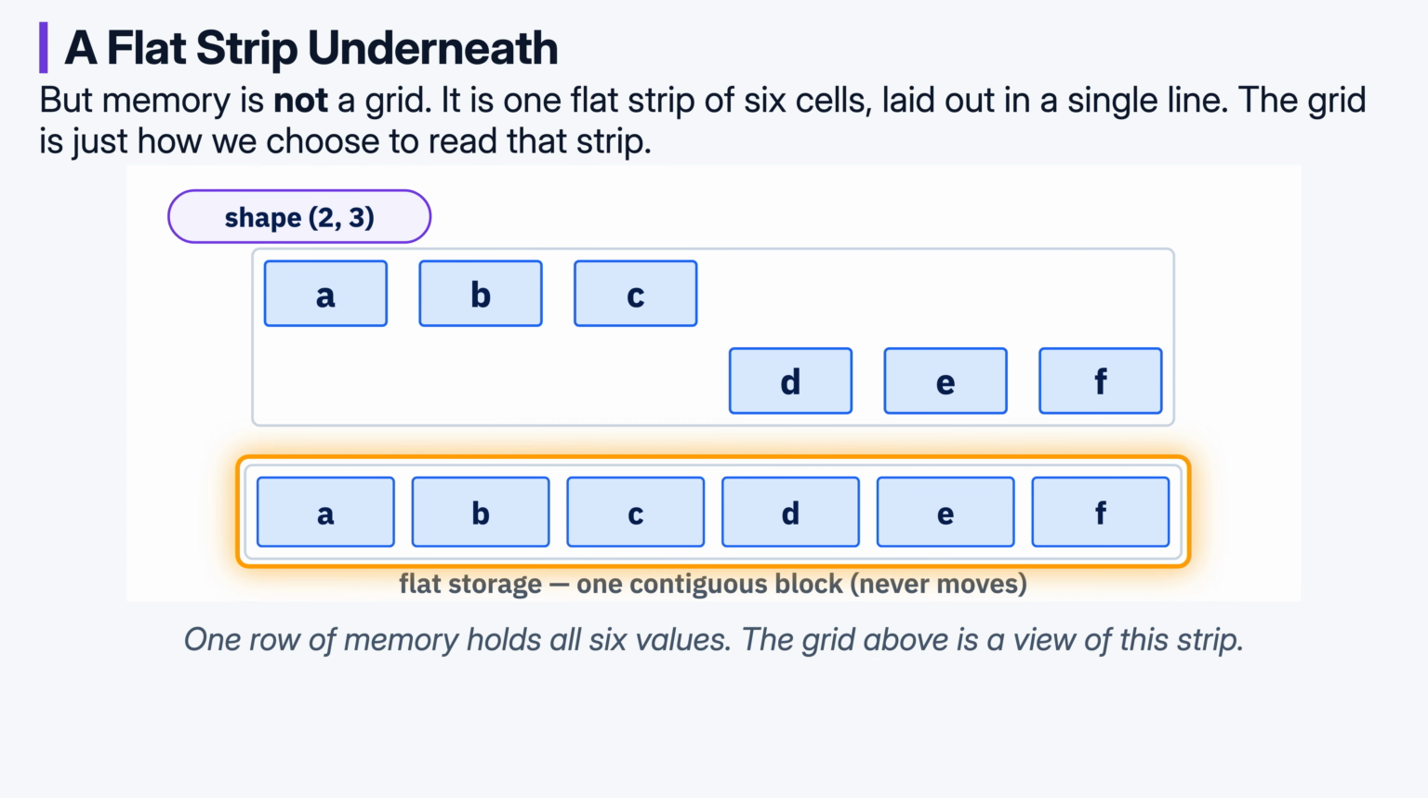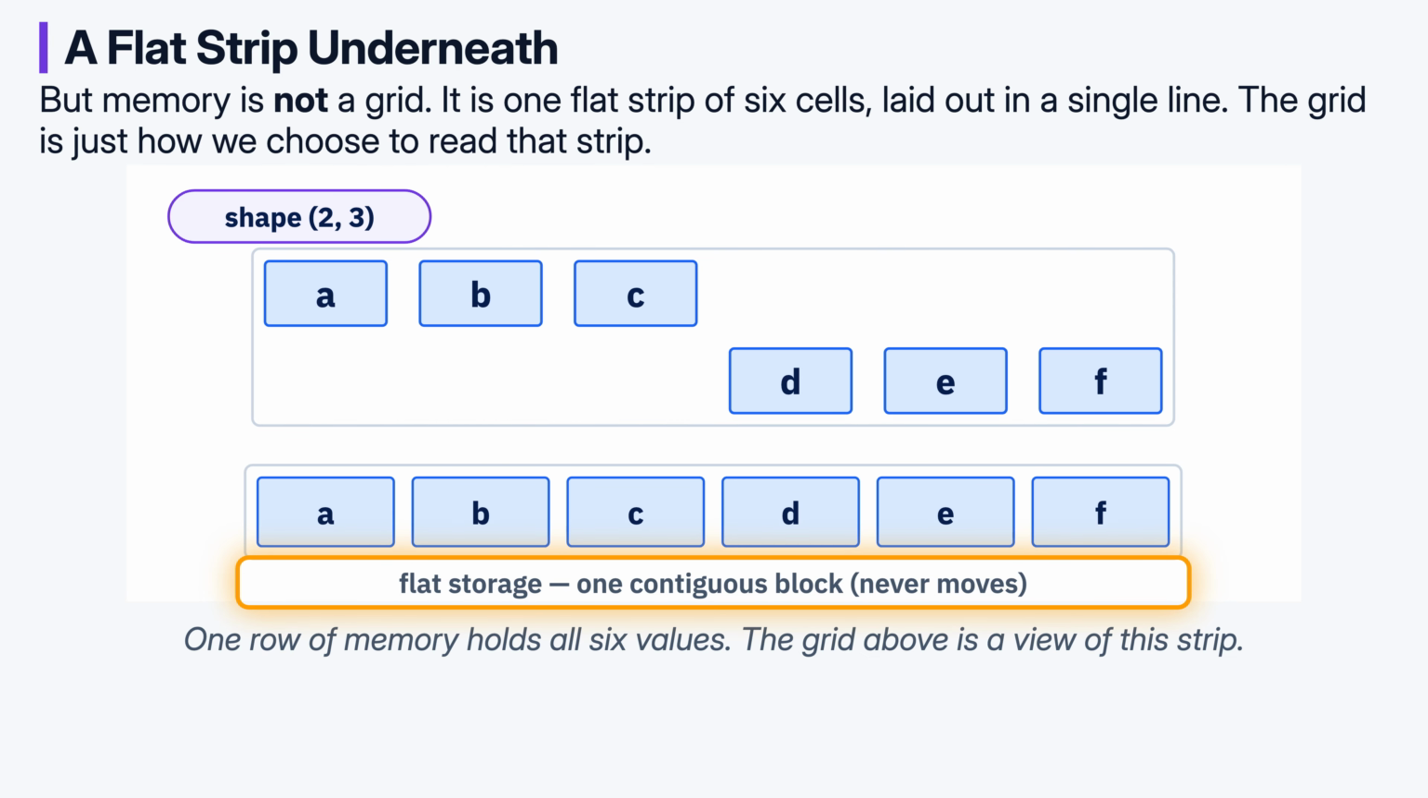But memory is not a grid. It is one flat strip of 6 cells in a single line. This strip is the real storage. The grid above is just a way to read it. All 6 values sit here, one after another. The grid is a view of this strip.